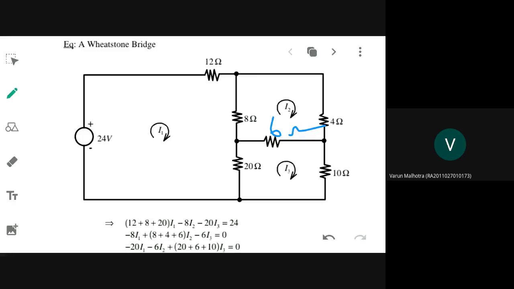R2 is equal to R3 by R4. 8 by 4 is equal to 20 by 10. Don't apply it if you are not studying the Wheatstone bridge measurement, and apply KCL, KVL to solve a particular circuit. Okay. Okay, ma'am.